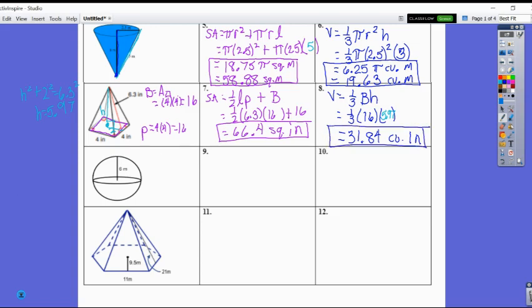Next item for us is going to be the sphere. The surface area of the sphere, that's 4 pi r squared. So 4 times pi times a radius that's given to us as 6. So you can call that 144 pi square meters for your surface area. Or maybe you want that as a decimal. The other option is to call this 452.16 square meters.